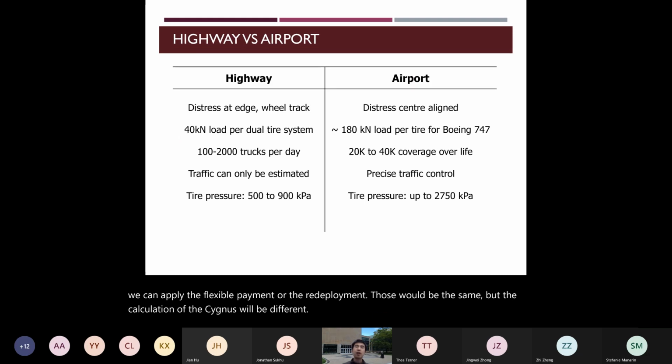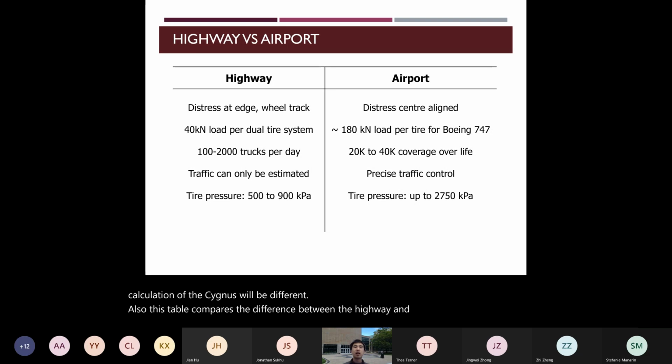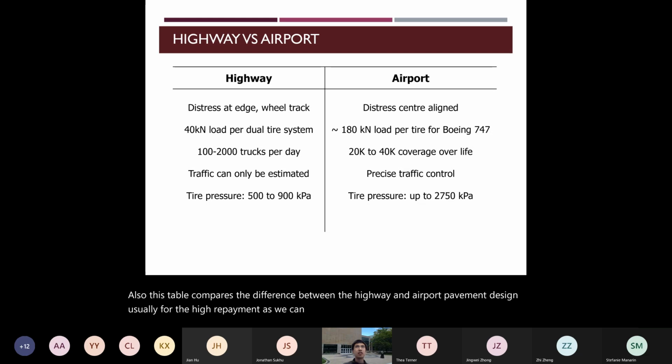So this table compares the differences between highway and airport pavement design. Usually for highway pavement, as we consider the distribution of the tires, the distress is usually applied at the edges of the pavement, which is the location close to the lane markers.